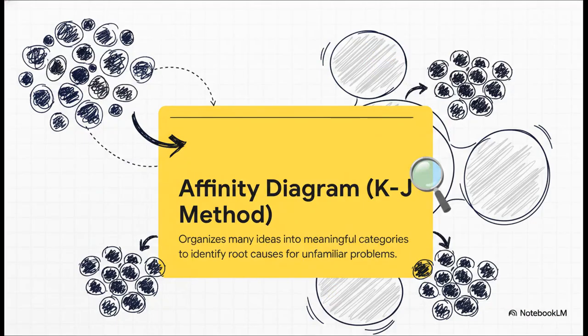So, what is it officially? Well, an affinity diagram, sometimes called the KJ method, named after its inventor, Jiro Kawakita, is a technique designed to organize a massive number of ideas into their natural relationships. The key word there is natural. This isn't about forcing your ideas into pre-made boxes you thought of beforehand. No, it's about letting the ideas themselves show you what the real, meaningful categories are.